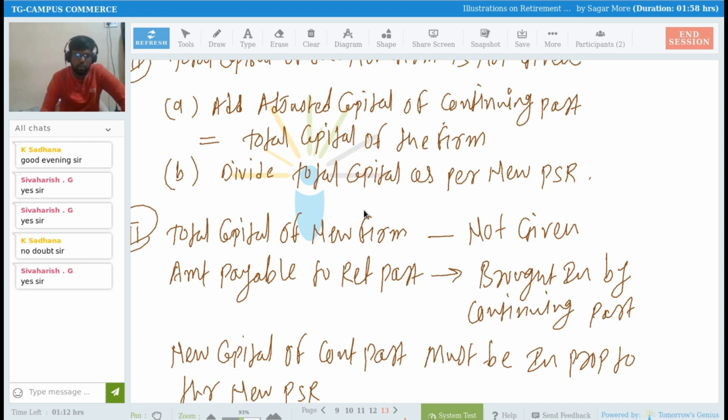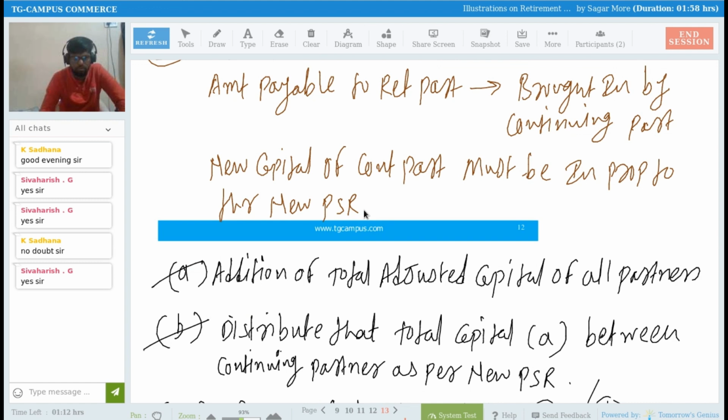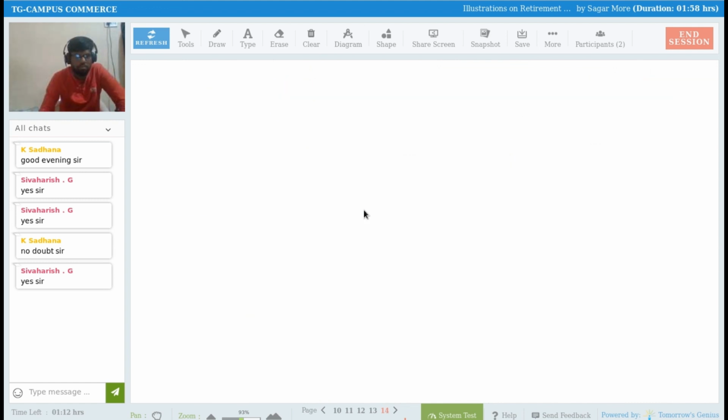Yes, Sadhna, Shivari, any doubt, any questions? Okay, if you don't have questions or doubts, you can take a 5 minutes break. So I will be giving you questions for solving on adjustment of capital. I will search and put a question for solving adjustment of capitals, right?